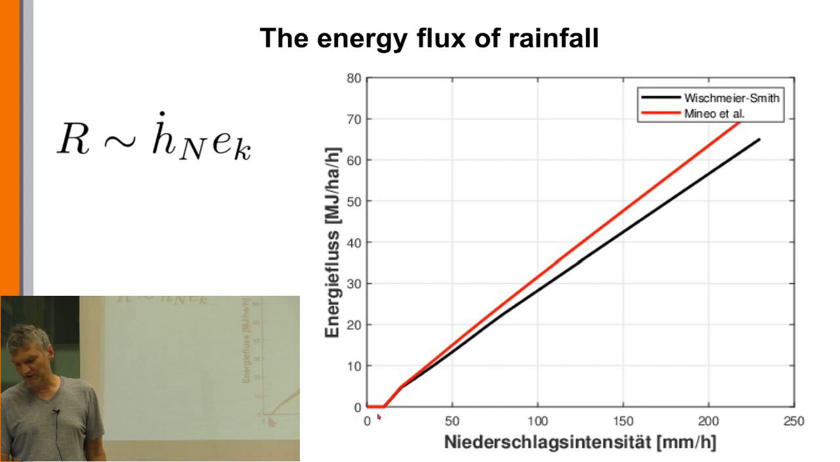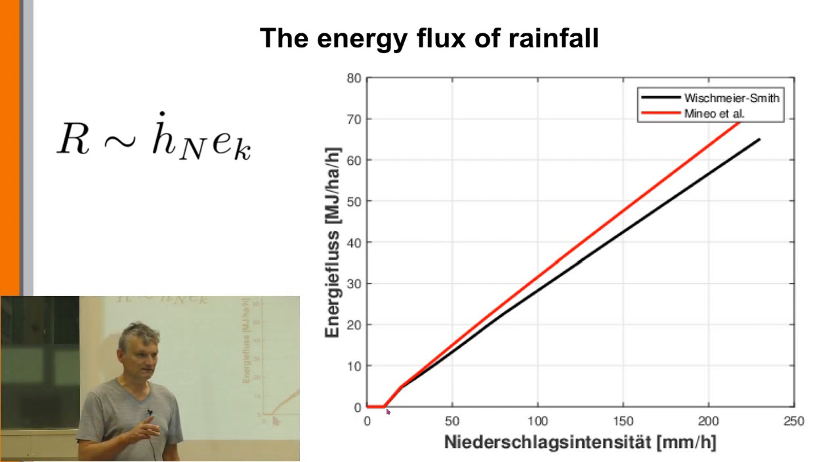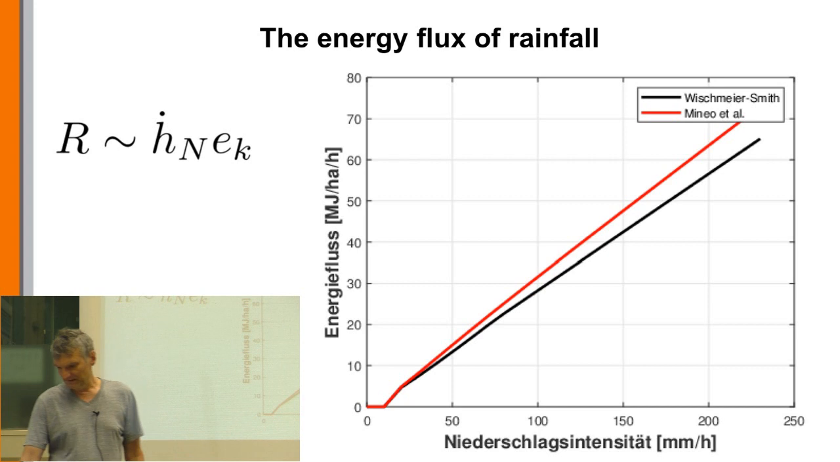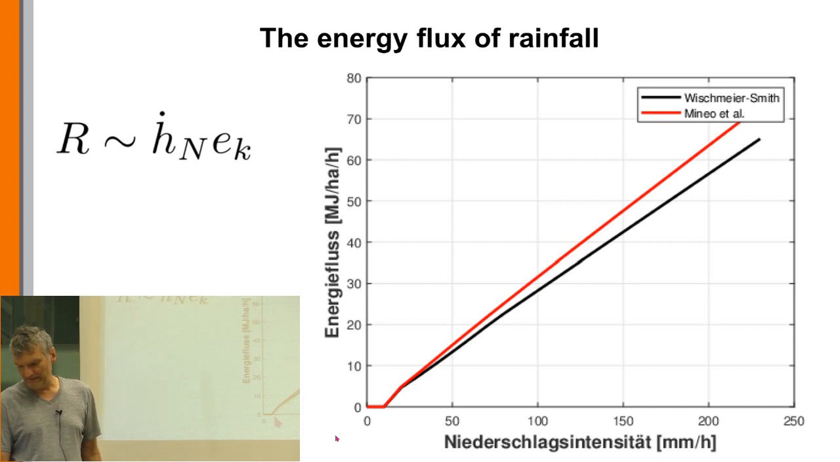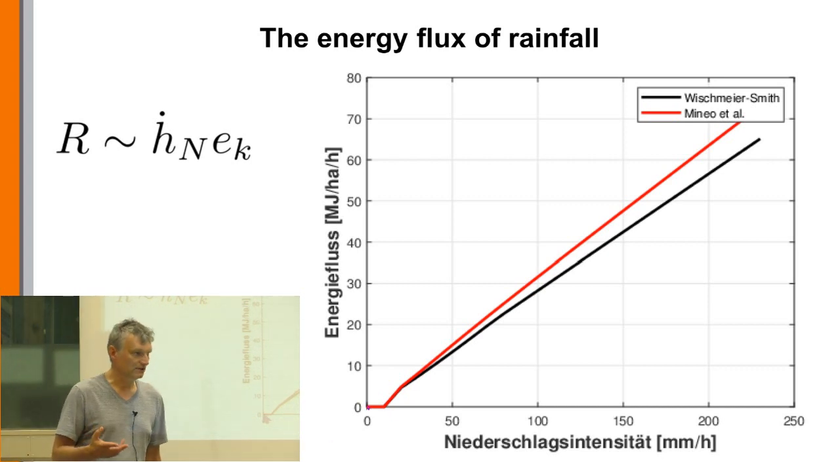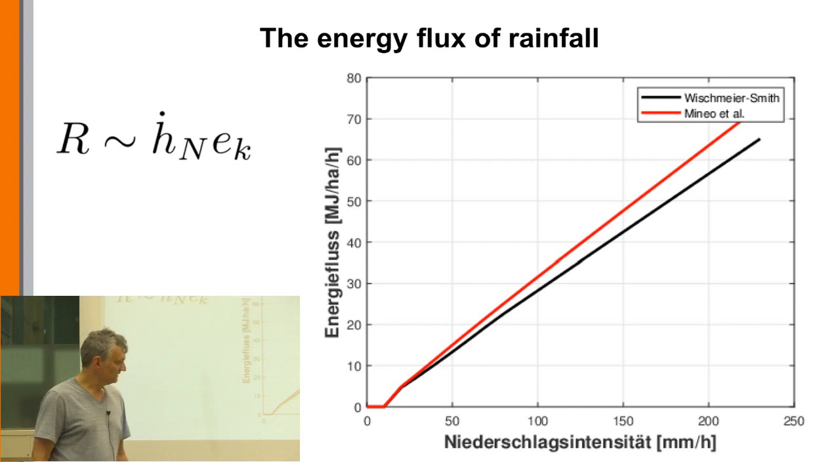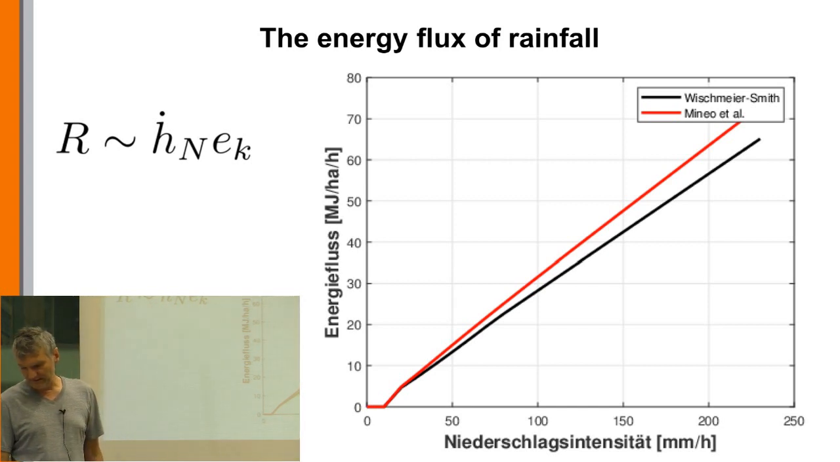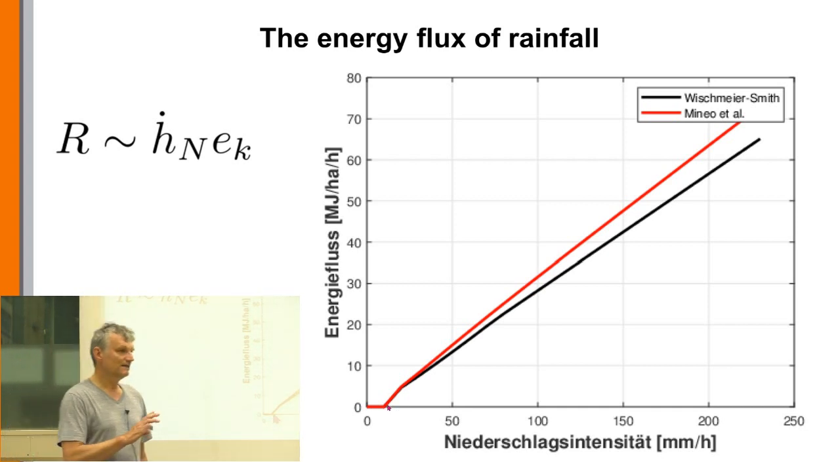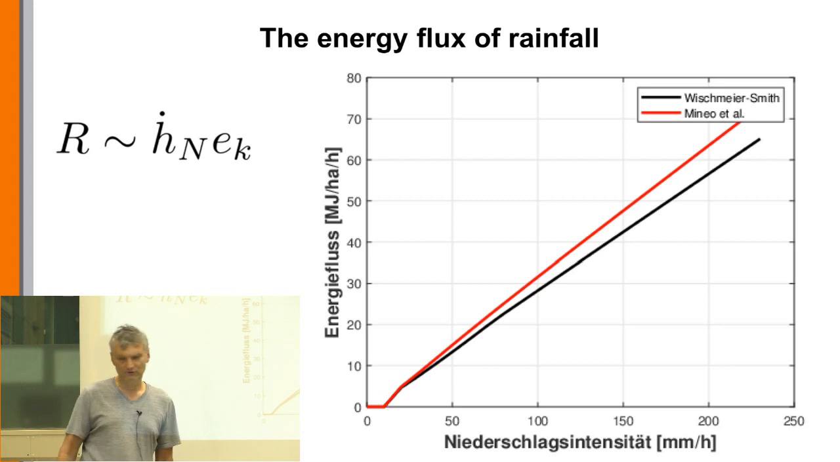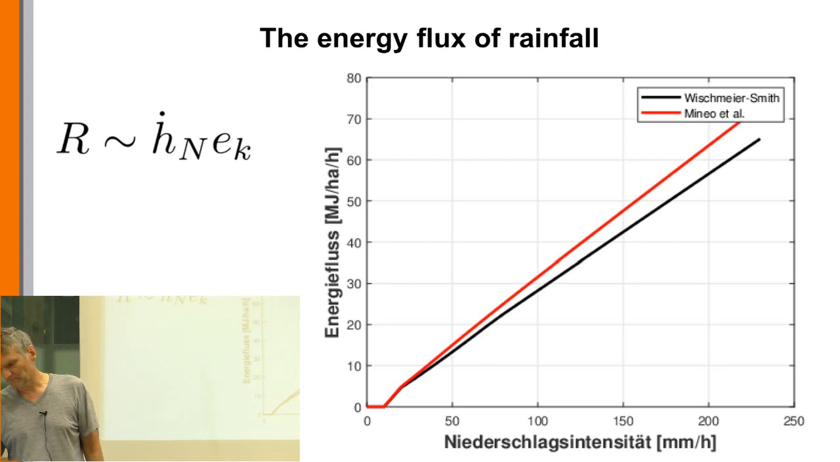Only at small rainfalls the R factor is 0, because in this range here the rainfall is not able to erode soil, and this is a good thing. So when we have rainfall intensity smaller than, I don't know exactly, 15-20 millimeters per hour, then the soil will absolutely not be eroded.